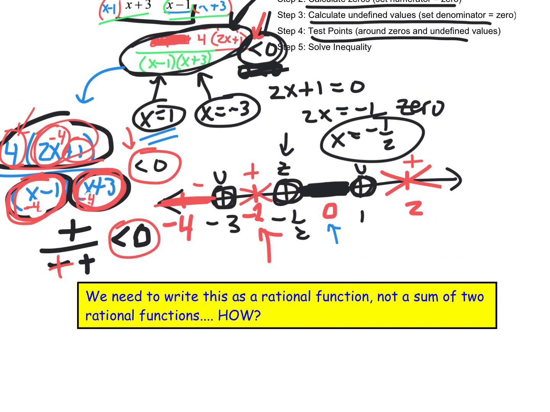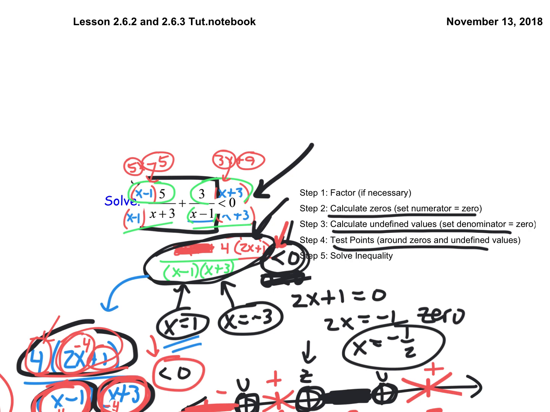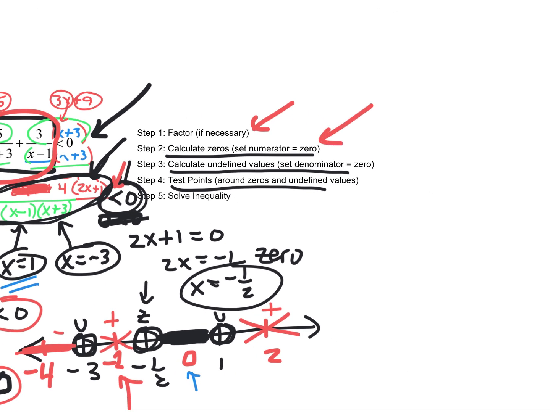Okay, and I am totally okay with your answers having number lines like this. So, big picture, what do you have to do? You have to add your fractions together with a common denominator. Then you have to factor it. Then you have to figure out what makes the top 0, figure out what makes the bottom 0, and then test intervals on a number line.